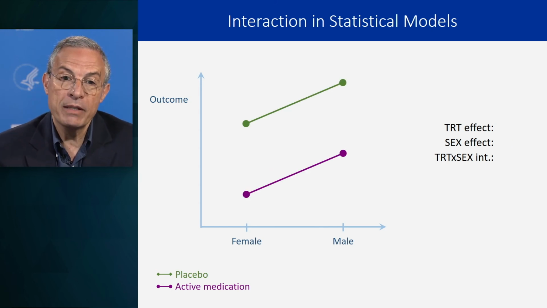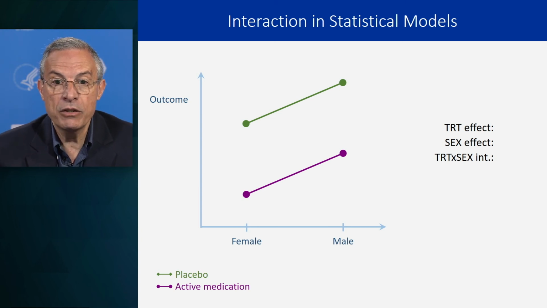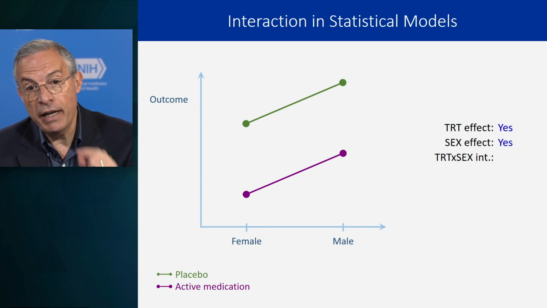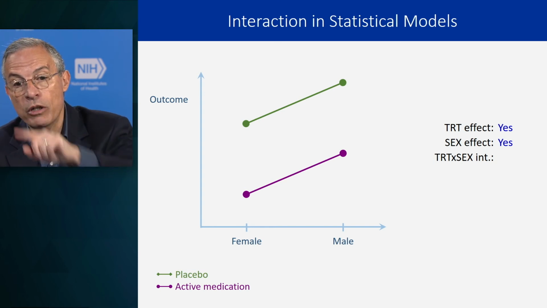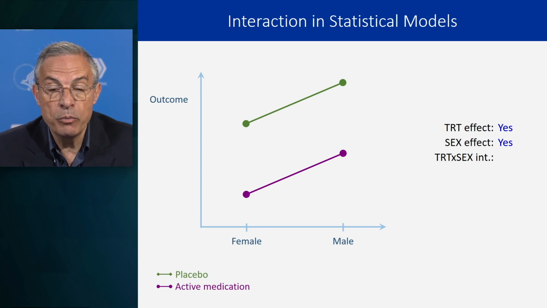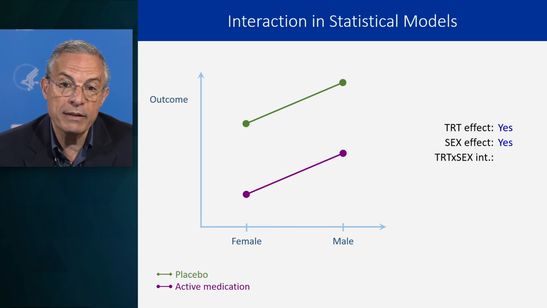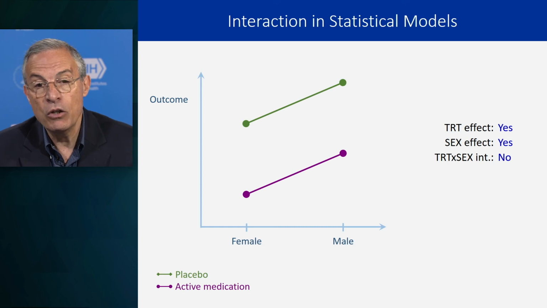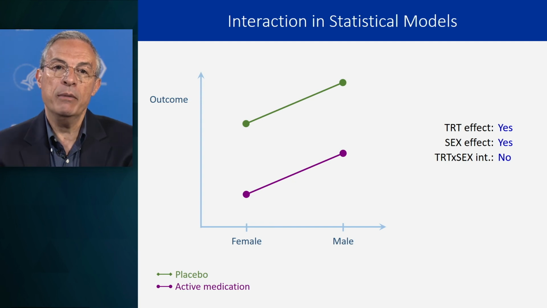How about this? Is there a treatment effect? Yes. The active medication is lowering cigarette consumption. Is there a sex effect? Well, yes, because now if I take the middle of the 2 points for females, it is lower than the middle of the 2 points for males. So overall, over both treatments, females smoke less than males. That's a sex effect. But is there a treatment by sex interaction? No, because the distance, the difference, is the same for females and males.